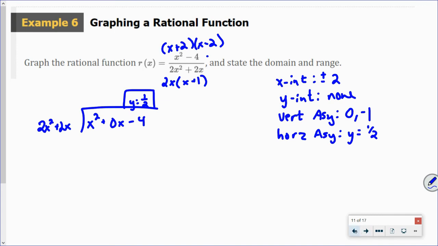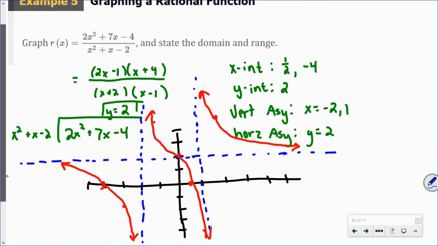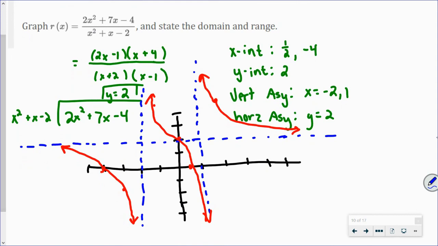I think I forgot domain and range on this one here. So let's go back here real quick and state the domain and range. So the domain is what x can be. So start at negative infinity. It can't be -2, and then it can't be 1. So I have negative infinity to -2, union -2 to 1, union 1 to infinity.